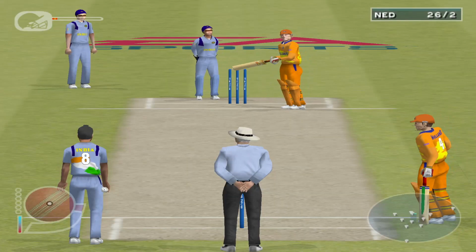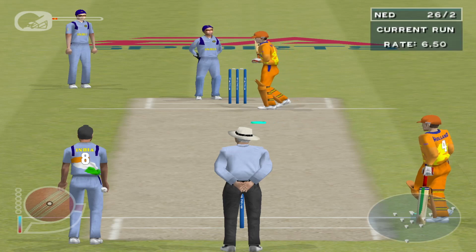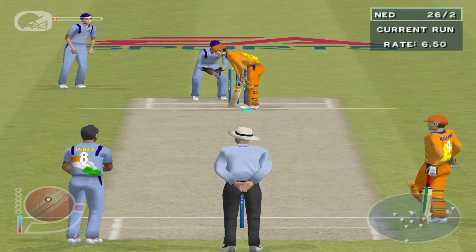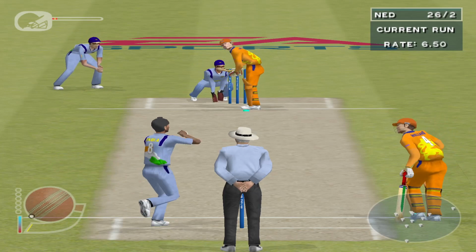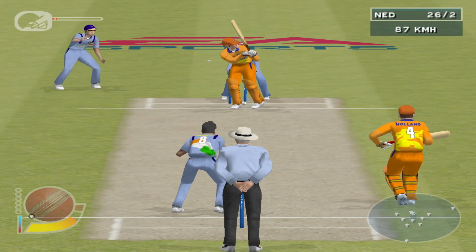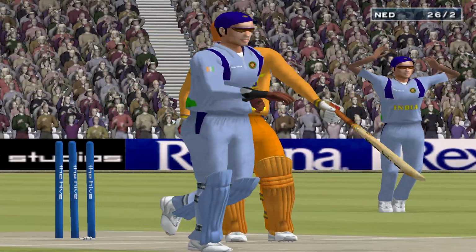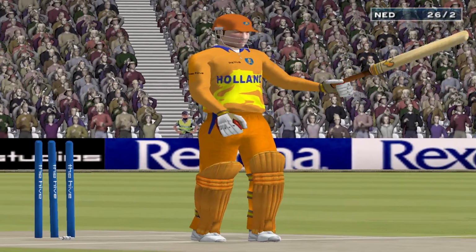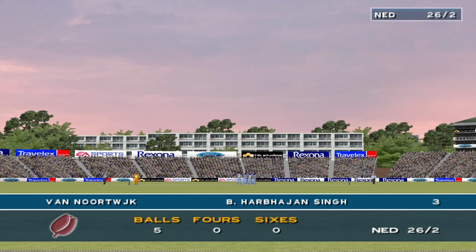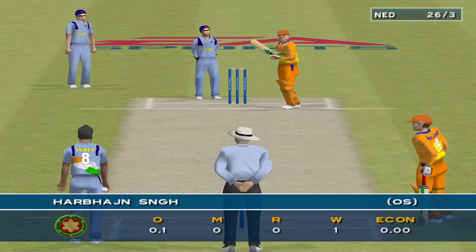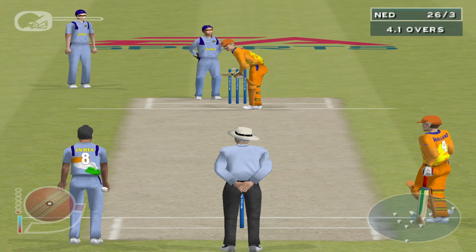Van Nortwick to face an over of spin. Harbhajan Singh has got him. He played completely down the wrong line and it made a mess of the stumps. Harbhajan Singh gets his first wicket. This was how the innings ended for Van Nortwick. So then, that's the end of Van Nortwick. Well, it seems like miles back to the pavilion when you've got out cheaply.